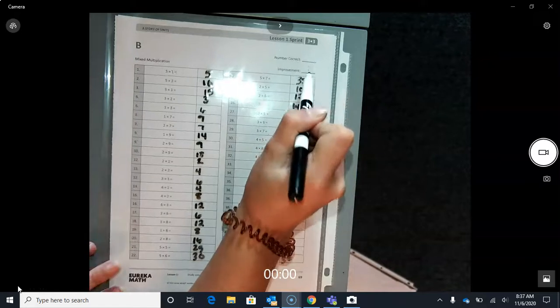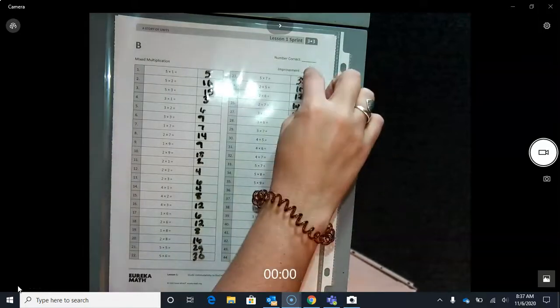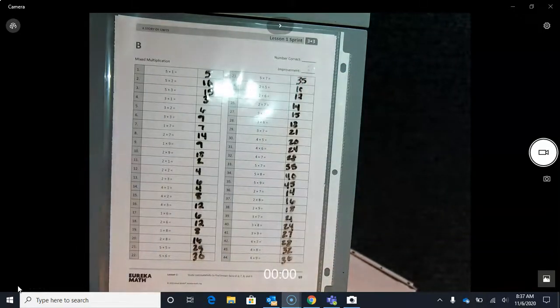And then your improvement score is how many more did you get correct. So say you got 3 on the front, but you got 5 on the back, then you improved by 2. How many did you improve by? Write that number there. Our goal was to improve by at least 1. I hope that you did. If you did not, it's okay.